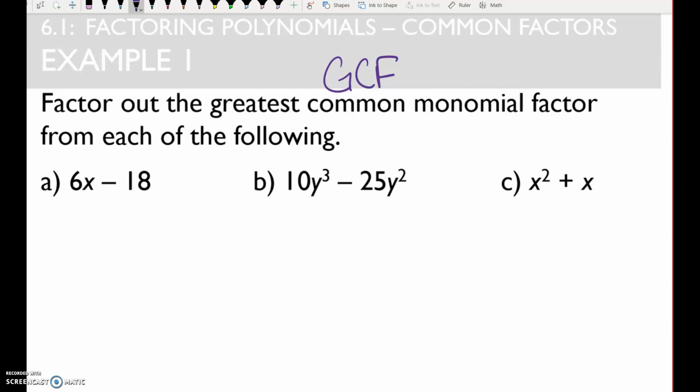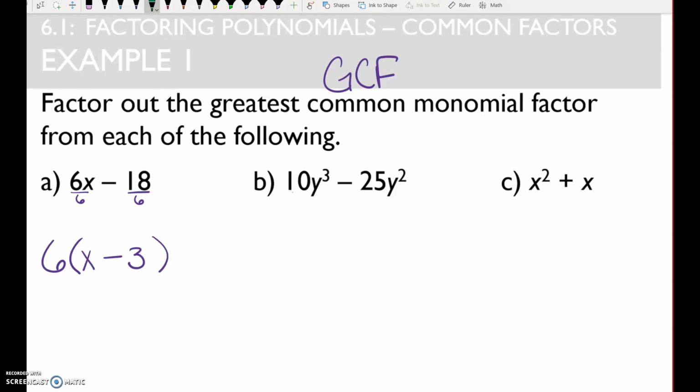So on this first one, they don't have an x in common, they just have numbers. 6 and 18 can both be divided by 6. So that goes outside of the parentheses. And then 6x divided by 6 is just x. 18 divided by 6 is 3. We're undoing the distributive property. So if you were to re-multiply this, 6 times x is 6x, 6 times negative 3 is negative 18. So we've just undone the distributive property to get the factored form.